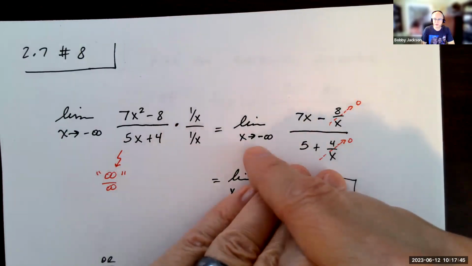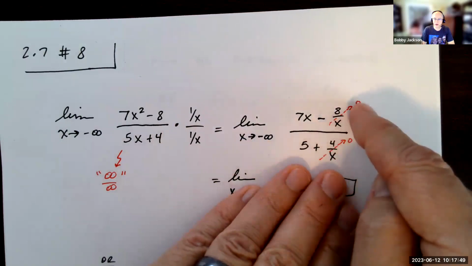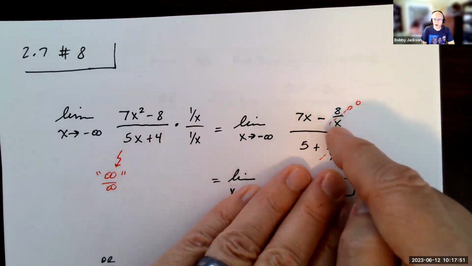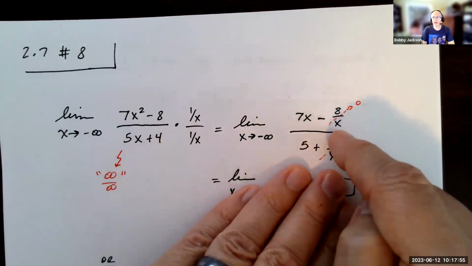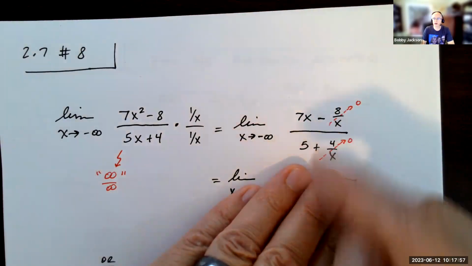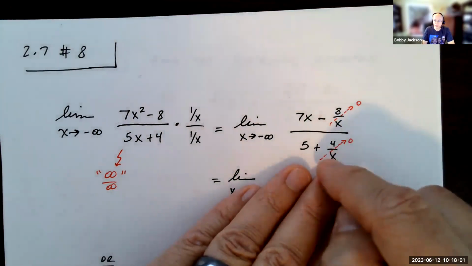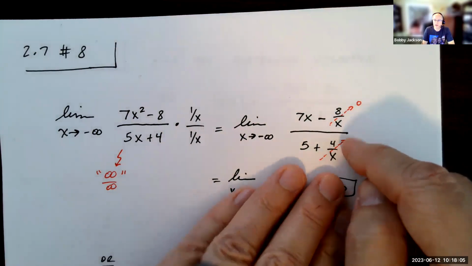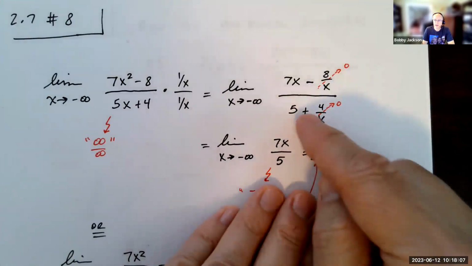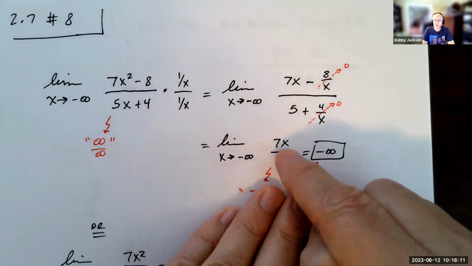But as x goes to minus infinity, this 8 over x is going to go to 0, right? Because 8 divided by a larger and larger value, even though it's negative, 8 divided by negative 1,000, 8 divided by negative 1,000,000, and so on, is still going to 0. Same thing with 4 divided by x. So this thing is approaching, up top 7x and on bottom 5, as x goes to negative infinity still, because we still have a variable here.